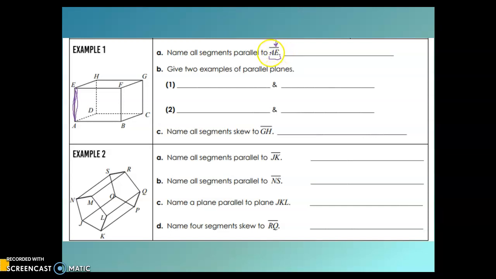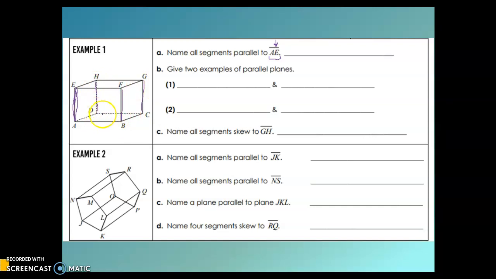So parallel to AE, I see also BF running up and down. I see CG or GC, however you want to name that, and DH. Those are my 3 lines that are parallel to AE. As far as parallel planes, again, I'm thinking of floors of a building here. So I've got my bottom floor, or the bottom of the box, and my top floor.